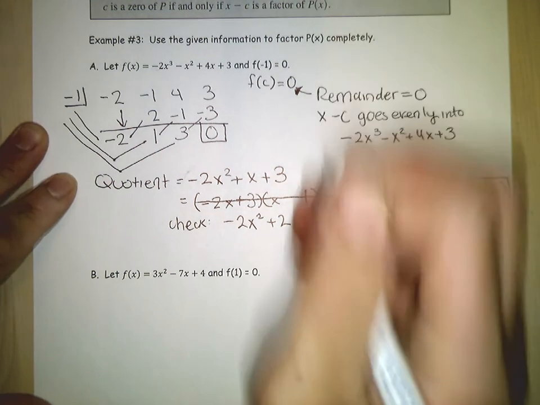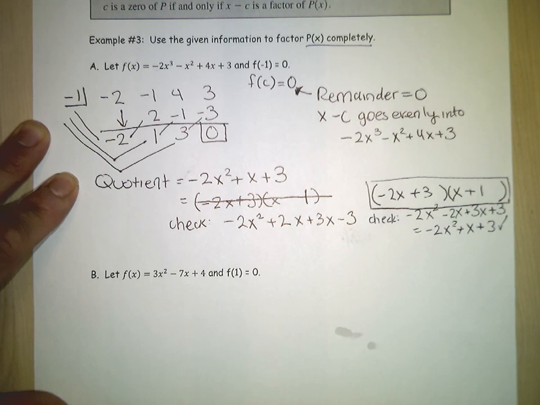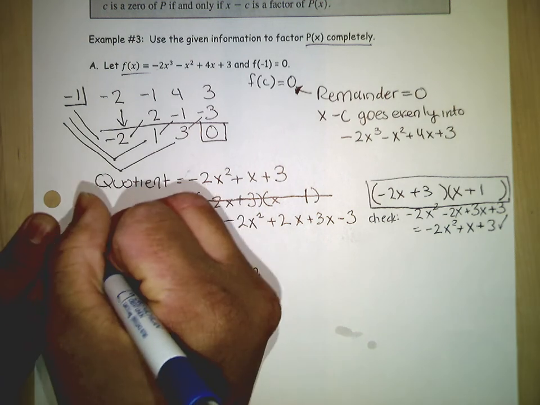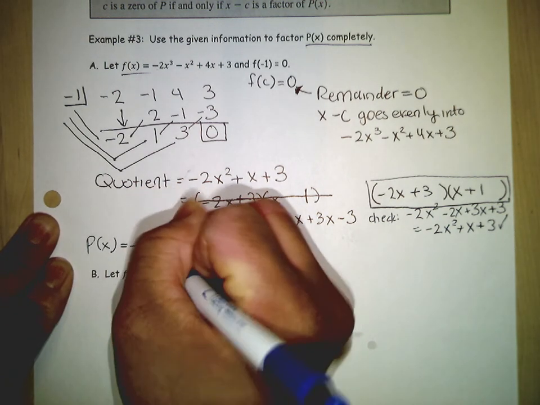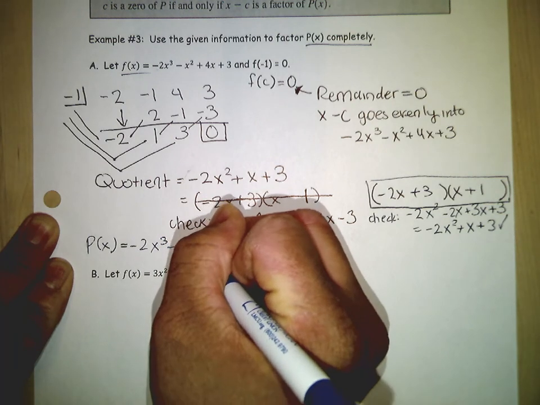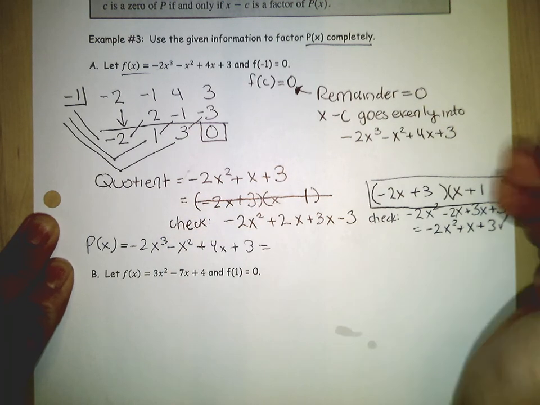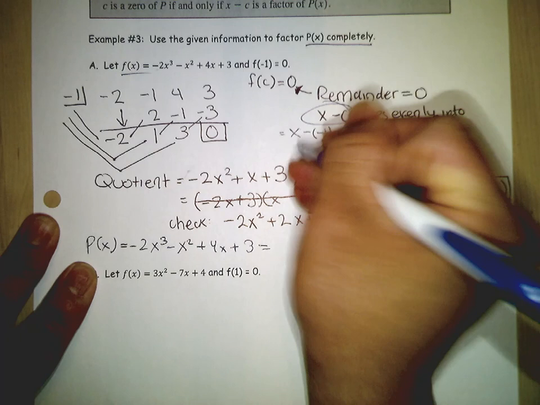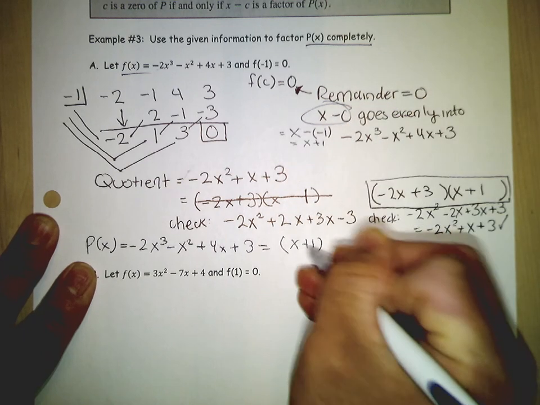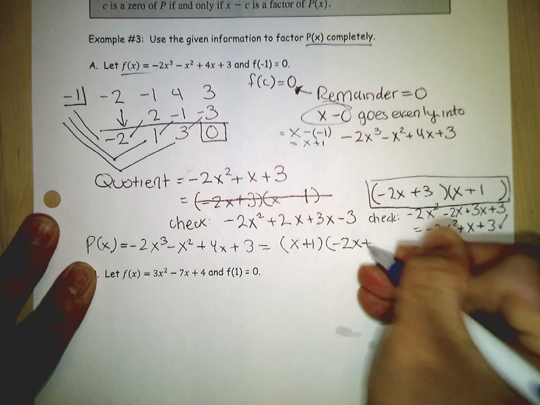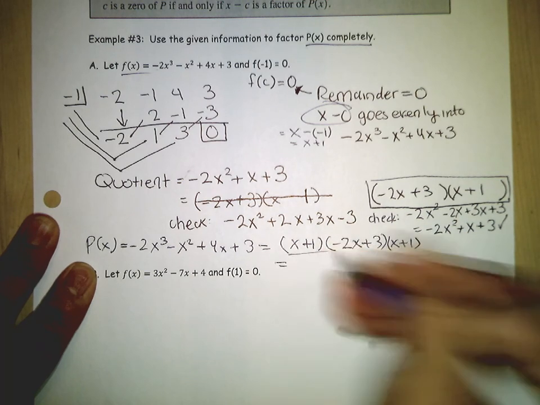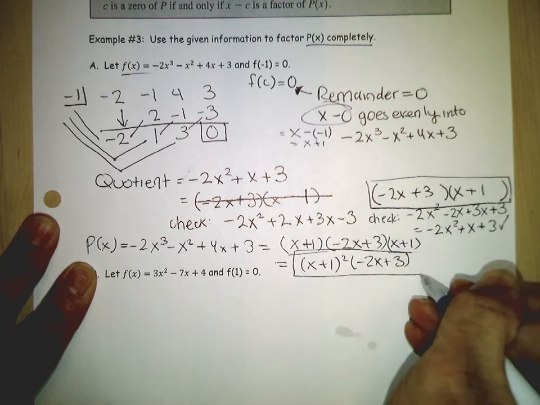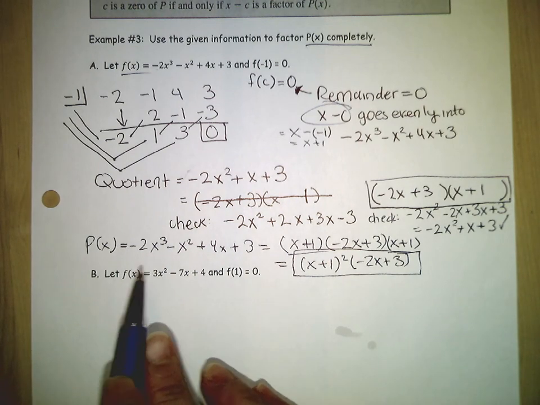So then, if I want to factor p of x completely, remember, the p of x was f of x in this case. So we had p of x is negative 2x to the third minus x squared plus 4x plus 3. And we knew one of the factors was x minus c, or x minus a negative 1. So that will be x plus 1. And then the other factors were the negative 2x plus 3 and the x plus 1. So I can also write this as x plus 1 squared times negative 2x plus 3. And there I factor this cubic polynomial completely.